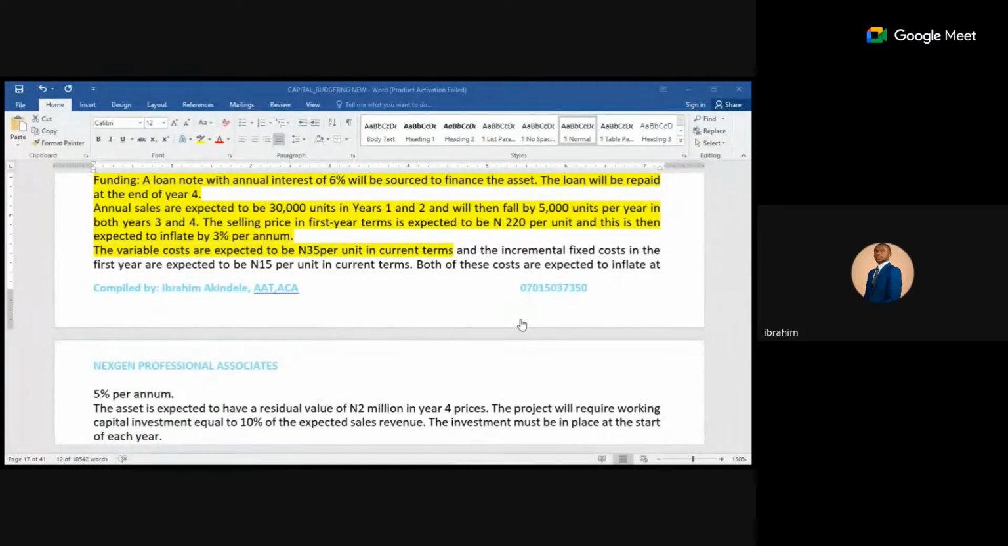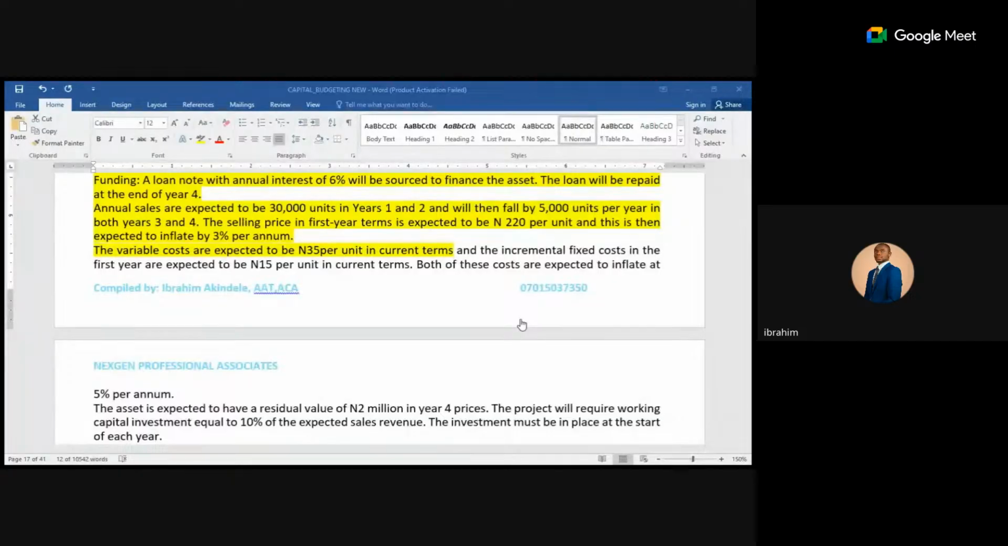The question says that the variable costs are expected to be this. Excuse me, sir. Does that mean that the variable costs are expected to be 35 naira per unit in current term? The current term is referring to year 0. Is that what you mean, sir? No. The current term is pre-inflation. That is in real term. In real term, there is no inflation. The current term here, don't forget.